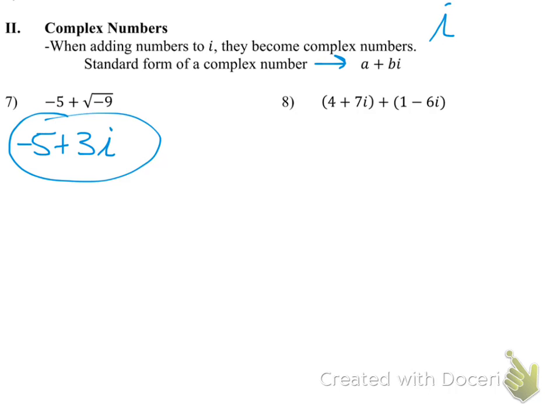So now, when adding complex numbers, kind of like terms, add your actual numbers, then add your imaginary numbers. So 4 plus 1 gives us 5, and that's going to be in the front. And then 7i minus 6i is just going to give us i in the end. So 5 plus i is now our complete answer for this complex number.